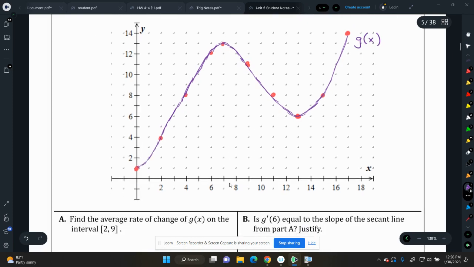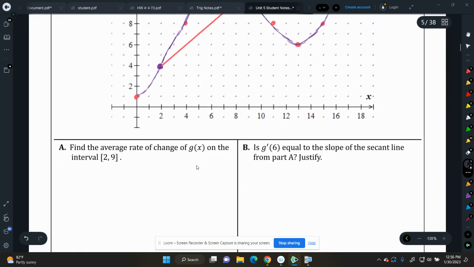So we're looking here and then 9 here. I'm looking for the average rate of change right there. So average rate of change, we're going to do AROC. That's going to be g of 9 minus g of 2 over 9 minus 2, which is 11 minus 4 over 7, which means my average rate of change is 1.